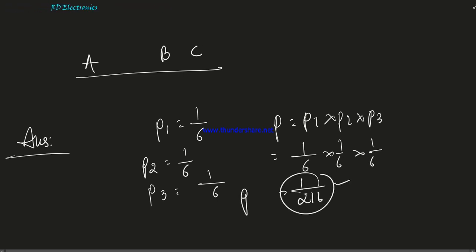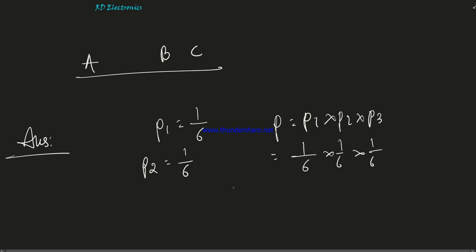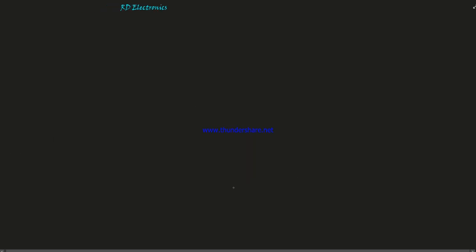This is the total probability: when three similar dice marked A, B, C have faces 1, 2, 3, 4, 5, 6, then 1 by 216 is the probability of getting the faces of all the dice uppermost marked with number 1. Okay, so this is our problem. Now we discuss another problem. There are lots of problems in probability.